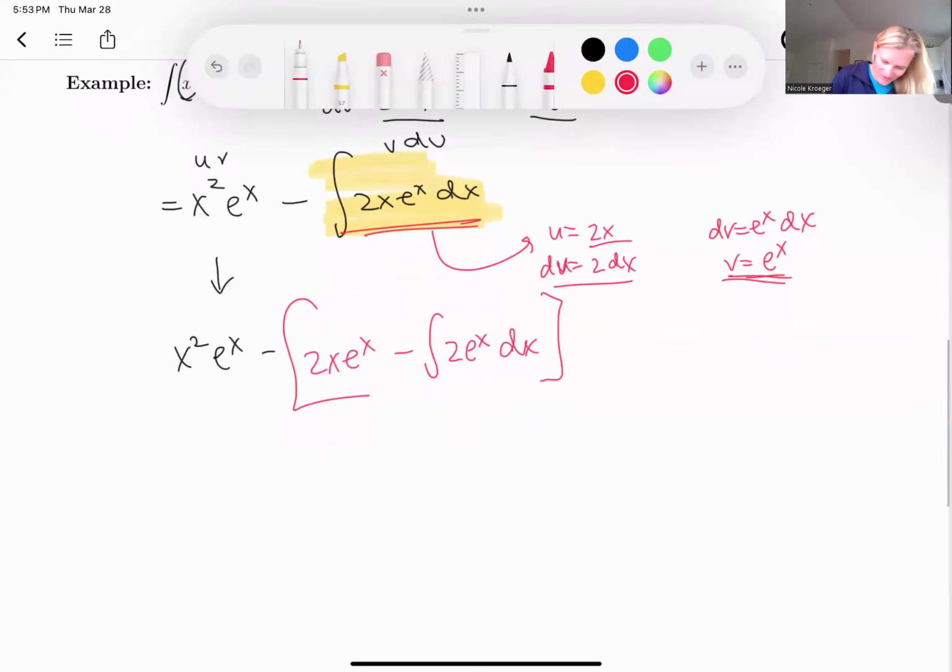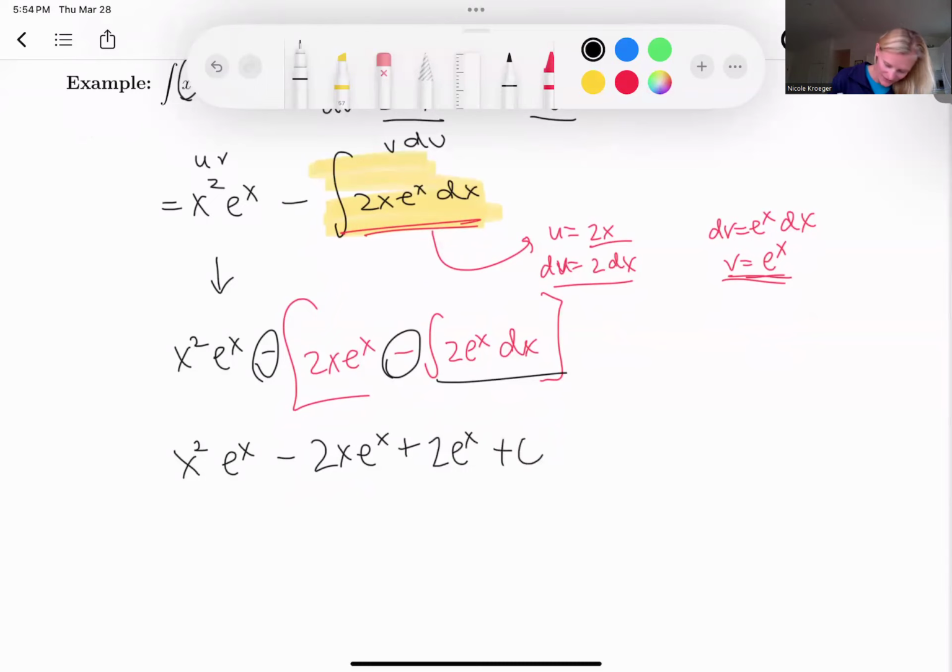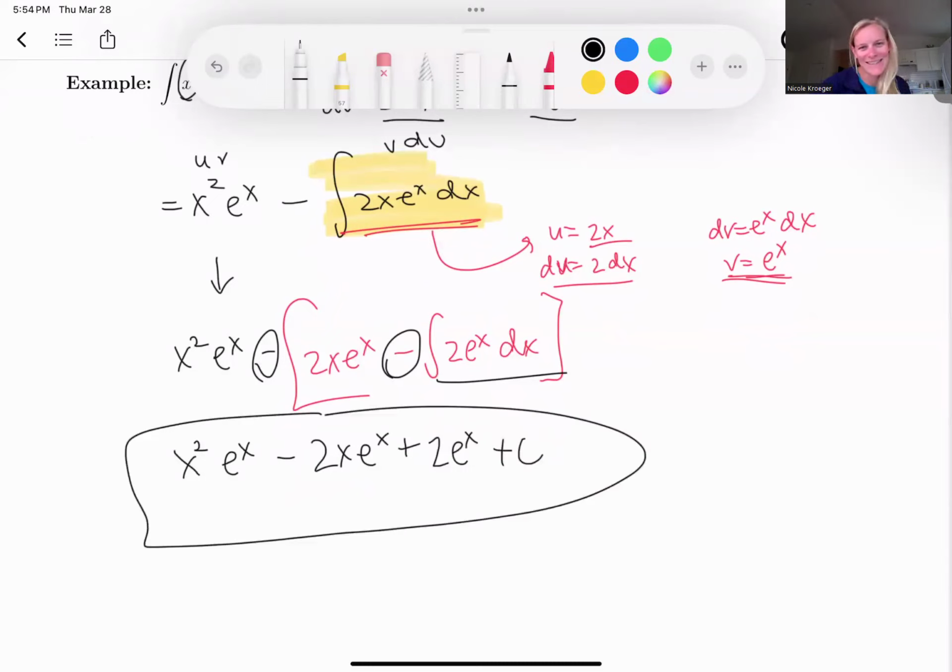Okay, so I still have one integral left to do here. So let's write this as x squared e to the x minus 2x e to the x. This will become a plus. Antiderivative of this guy is 2e to the x plus c. Whew, that is a lot to do. So we'll get lots of practice tomorrow in class, or today in class, and another day of integration by parts as well, because there's a lot to this.